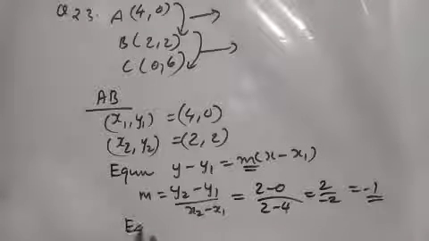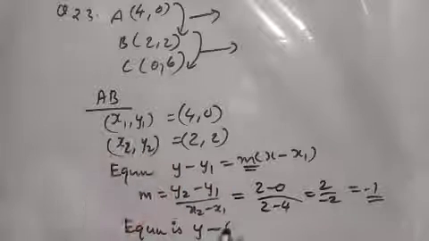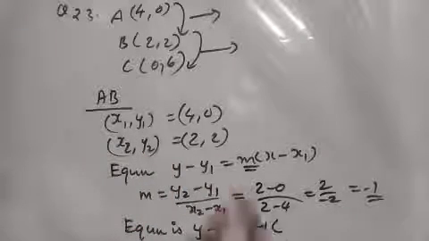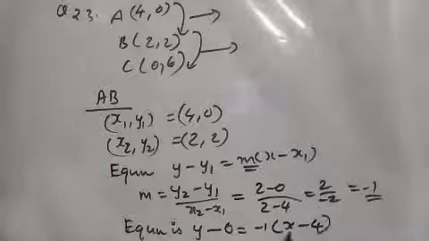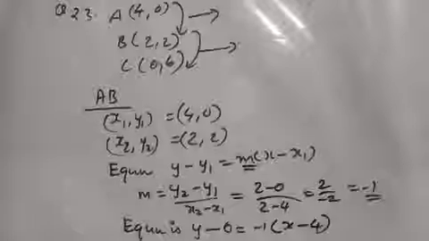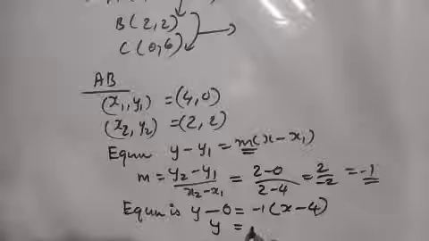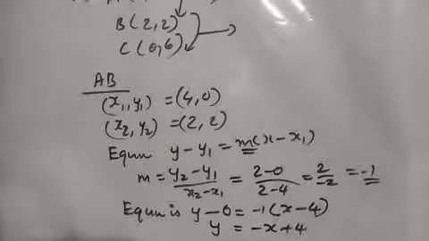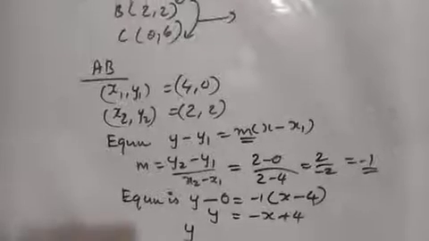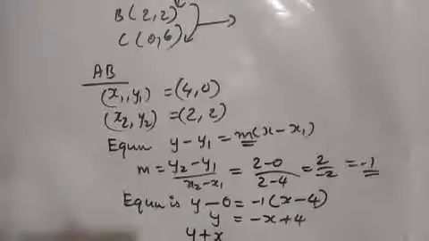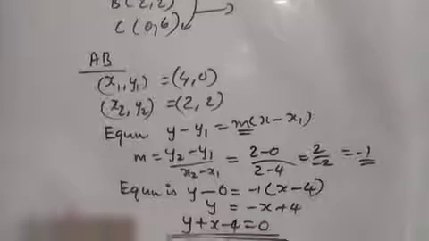So the equation is y minus y1, 0, equal to m, minus 1, x minus x1. What is x1 here? 4. These x and y are present in the equation. Okay, they are common in the equation. Y equal to minus of x minus 4, means minus x plus 4. Open the bracket. Okay, or you can write the terms to the left side also. Y plus x minus 4 equal to 0. This is the equation of AB.